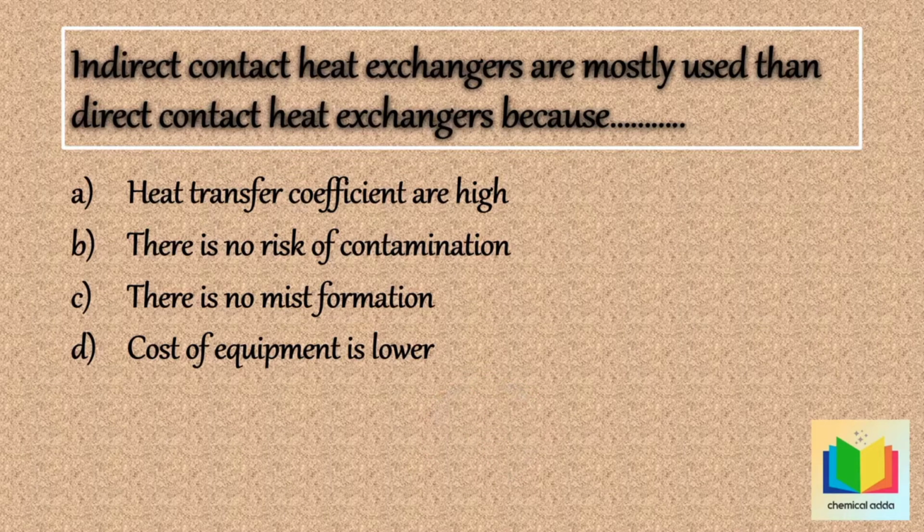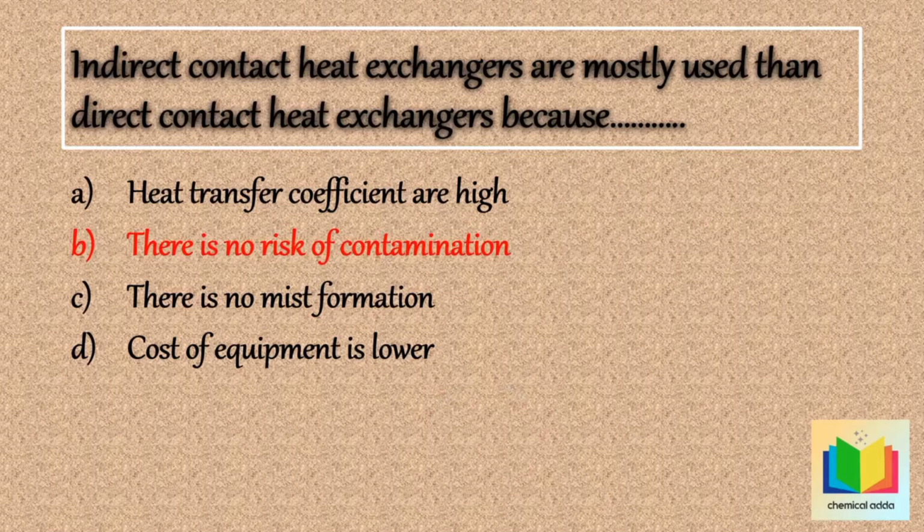So the answer is option B, there is no risk of contamination. Because in an indirect type heat exchanger, the fluids involved in heat transfer are not mixed with each other, and the fluids are separated by a wall. For example, a shell and tube heat exchanger.